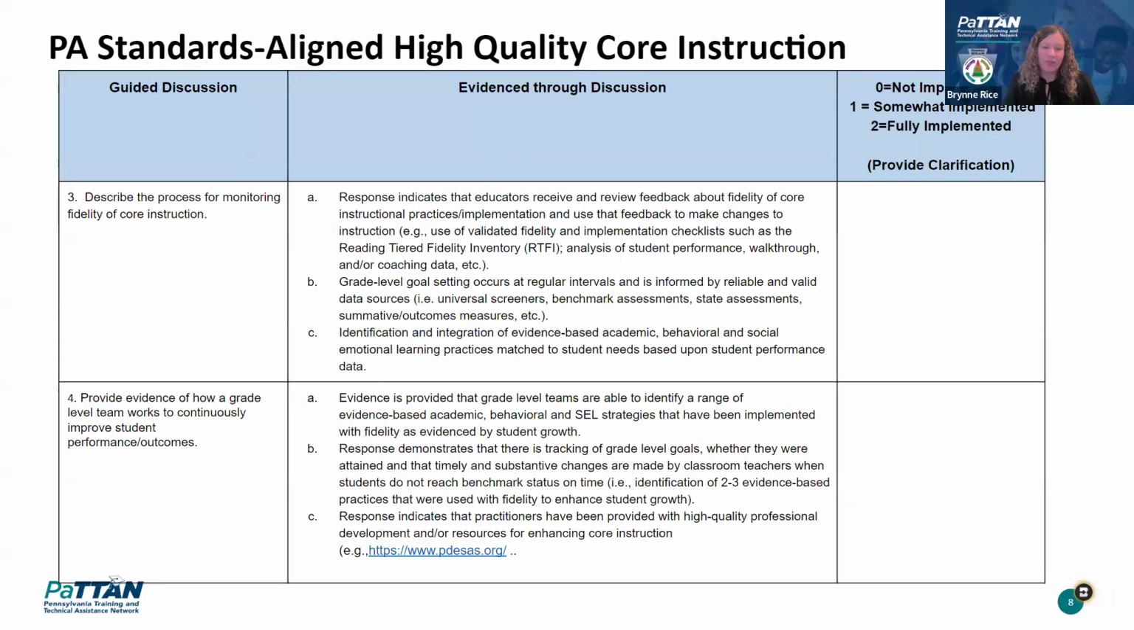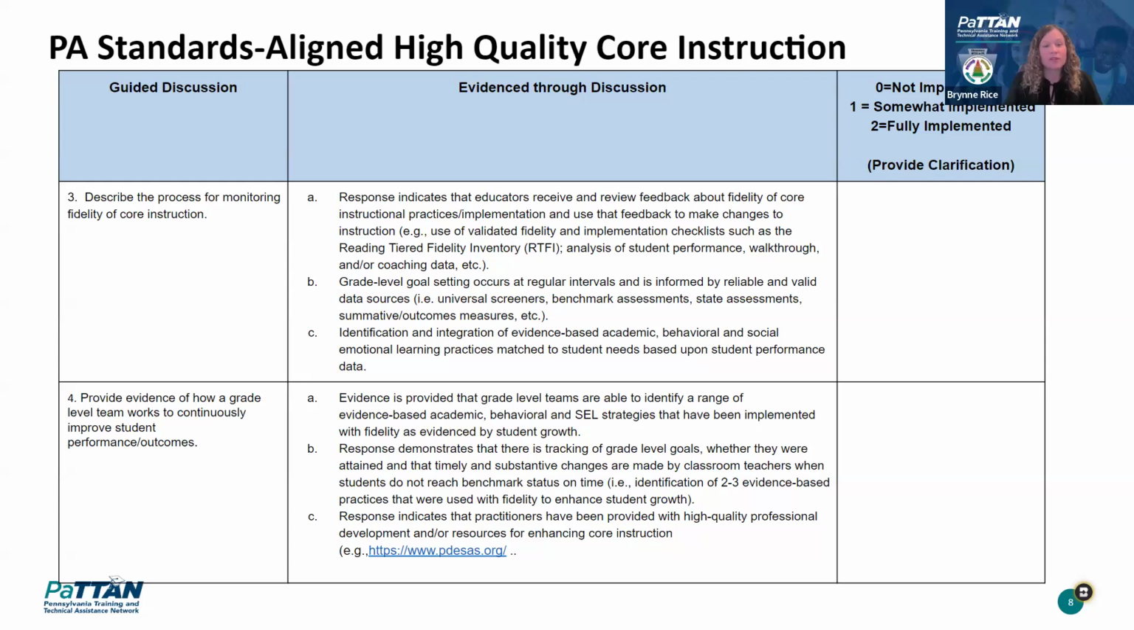In the third item, the LEA team will examine how fidelity of core instruction is monitored and how educators receive feedback in order to make adjustments to instruction. This can be accomplished through formal walkthroughs, use of fidelity checklists, or coaching data.